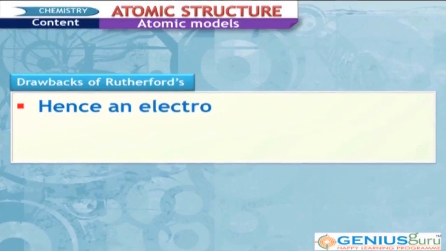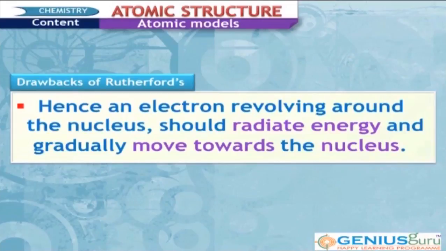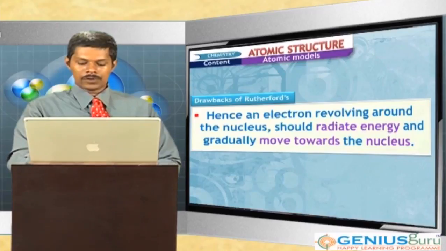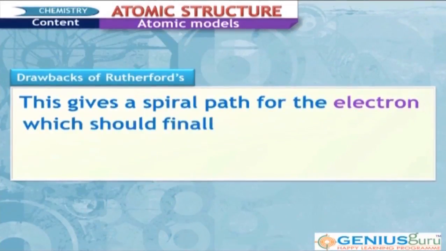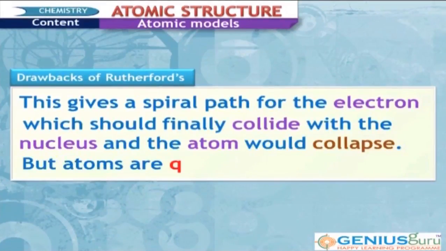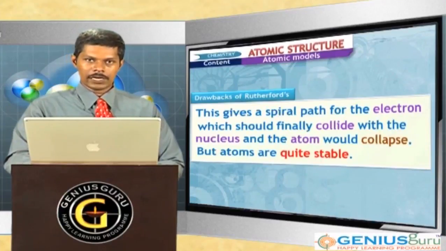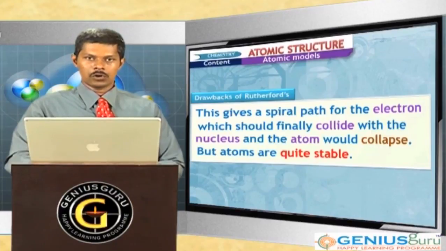Hence, an electron revolving around the nucleus, because of the attractive force between these two, follows a spiral path, which should finally collide with the nucleus, and the atom would collapse, but atoms are quite stable. But the atom is stable. So this cannot be explained by the Rutherford model. So these are some limitations or drawbacks of the Rutherford atomic model.